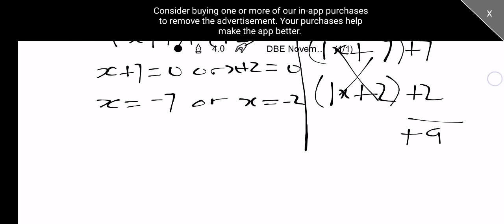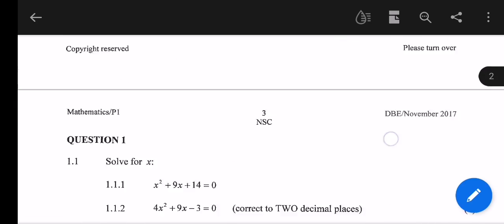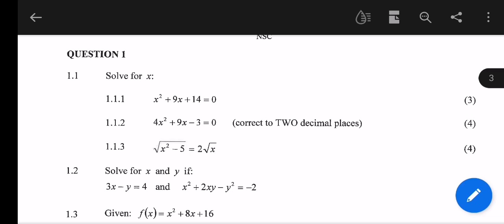Okay, let's move on to the next question, question 1.2.1. And again, guys, most importantly, if you see indicated inside brackets 'correct to 2 decimal places', you're not going to waste your time trying to find the factors. You're just going to apply the quadratic formula. So let's just take it down: 4x squared plus 9x minus 3.